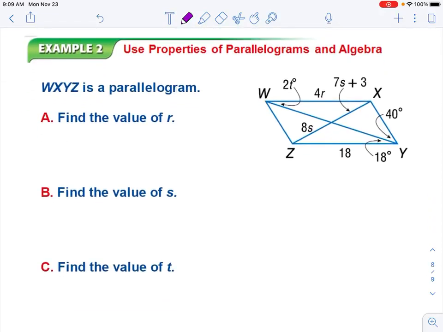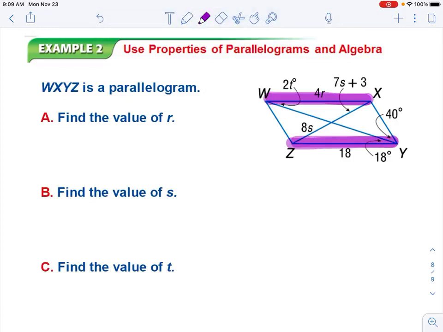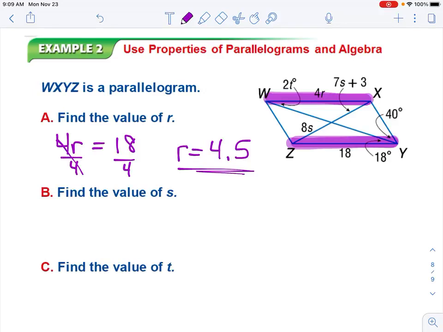So we're going to do some algebra with these ideas now. WXYZ is a parallelogram. We're going to find the value of R, S, and T. If we find R, that is this segment, we know the opposite segment must be congruent. So we have 4R equals 18. We divide by 4. This will be a decimal number. It is 4.5 for the value of R.